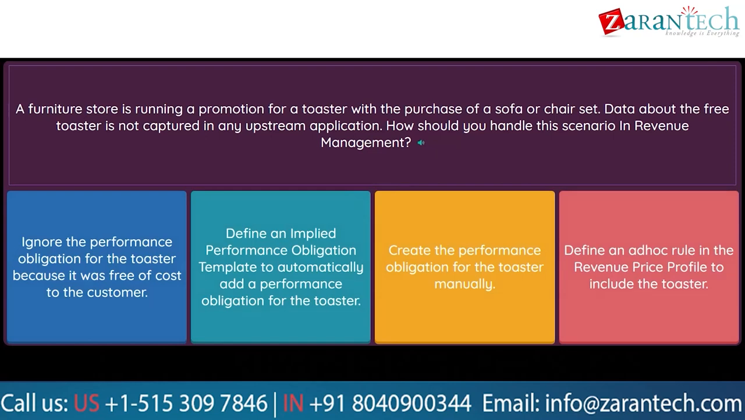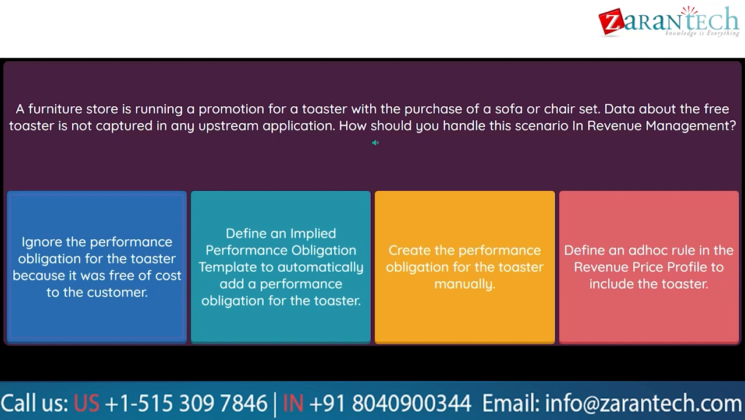Question: a furniture store is running a promotion for a toaster with the purchase of a sofa or chair set. Data about the free toaster is not captured in any upstream application. How should you handle this scenario in revenue management? Option 1, ignore the performance obligation for the toaster because it was free of cost to the customer. Option 2, define an implied performance obligation template to automatically add a performance obligation for the toaster. Option 3, create the performance obligation for the toaster manually. Option 4, define an ad hoc rule in the revenue price profile to include the toaster.